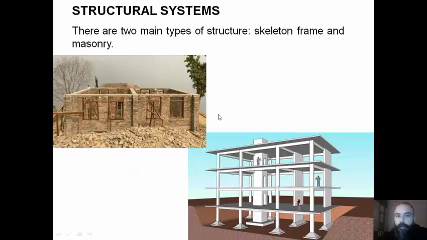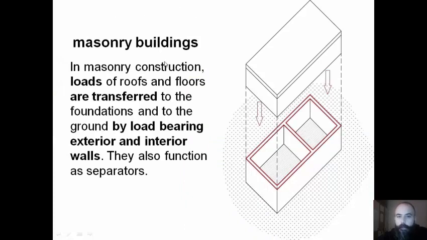Structural systems. There are two main types of structure, skeleton frame and masonry. In masonry construction, loads of the roof and the floors are transferred to the foundations and to the ground by load-bearing exterior and interior walls. They also function as separators. All the walls are load-bearing in every point.